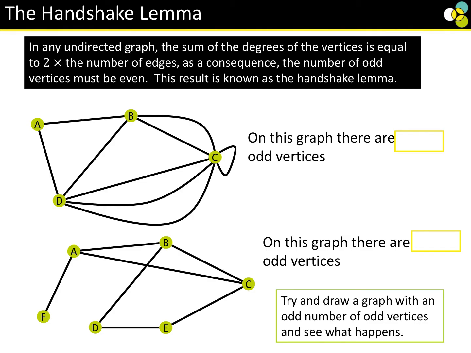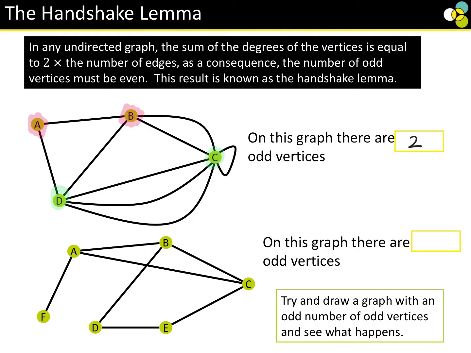So, if we have a look on this graph here, okay, how many odd vertices are there? So, even. A, 1, 2, 3, 4, 5, that's odd, 1, 2, that's even. 1, 2, 3, 4, 5, 6, 7. Okay, so here, D and C are odd. So we've got 2 odd vertices.